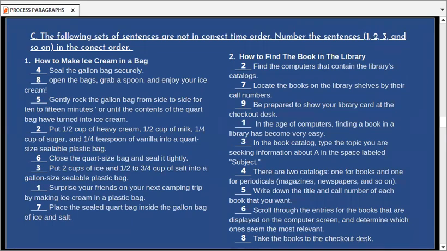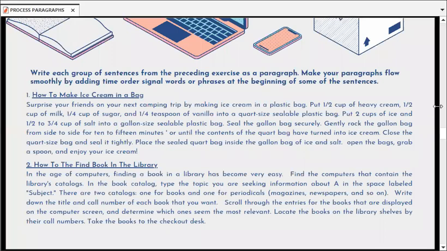Write down the title and call number of each book that you want. Scroll through the entries for the books that are displayed on the computer screen and determine which ones seem the most relevant. Take the books to the checkout desk. Next. From the sentences you just ordered, you now have to turn them into a paragraph and have it read aloud by Bandi.